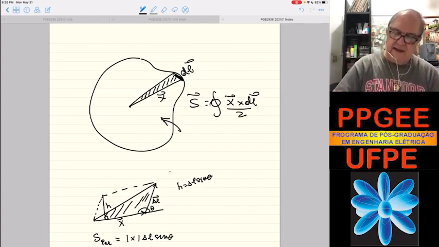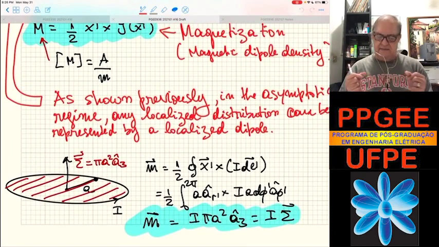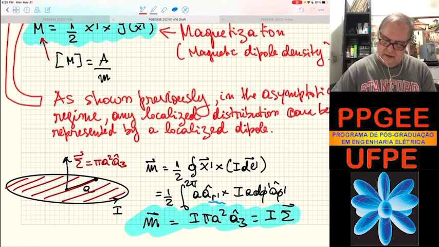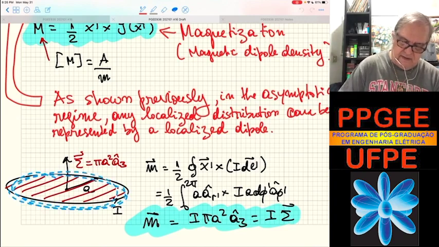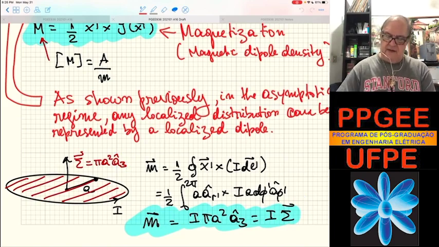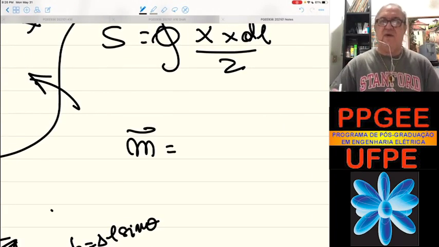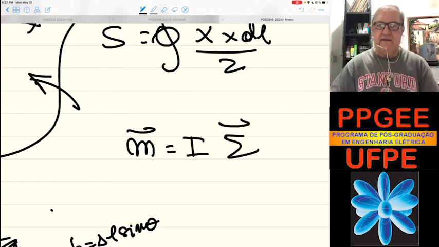So the dipole moment of a loop of arbitrary shape that makes a closed path is going to be the area of the loop, in this case pi a squared az, times the current. So m, the dipole moment for a closed and planar loop, equals I times the area sigma, whatever shape it has, okay?